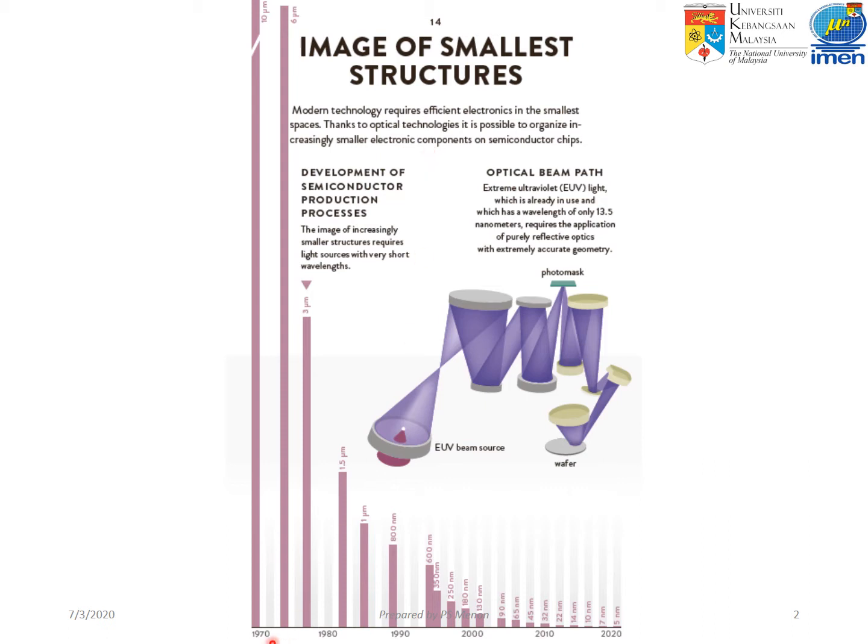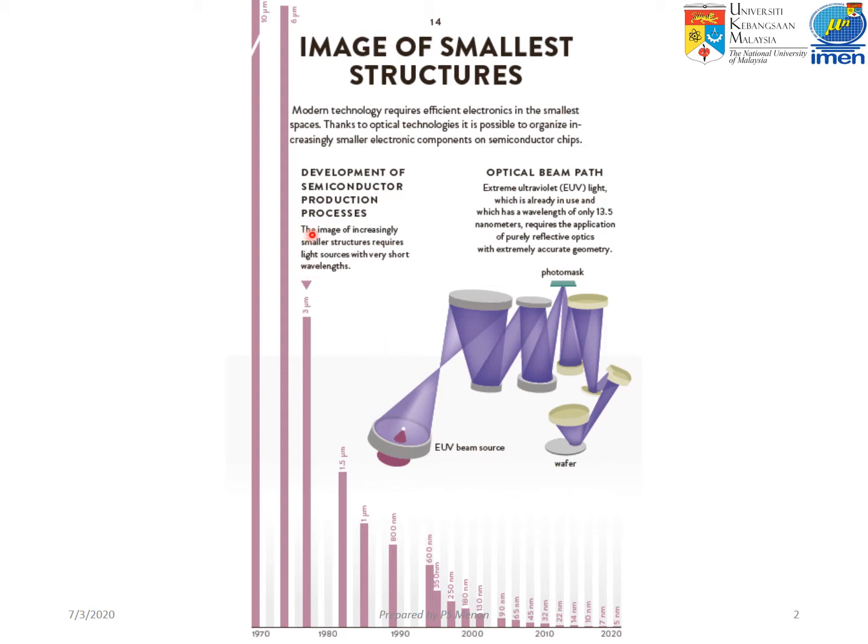So you can see here in time the size of the structure. In the 1970s, the size of structures or chips or components used to be about 10 micron. Over the years, they started to reduce to 6 micron, 3 micron, 1.5 micron, and now in 2020 we are talking about 5 nanometer chips. All right, very, very small.